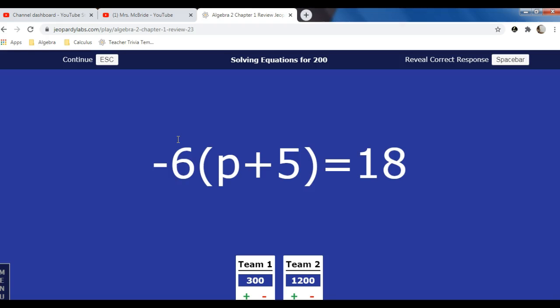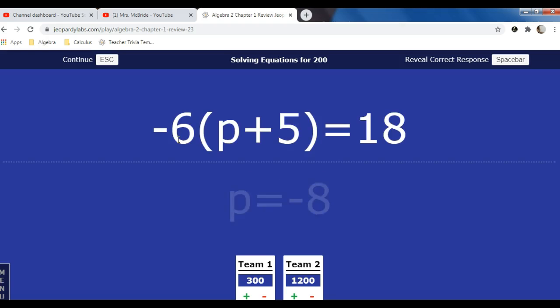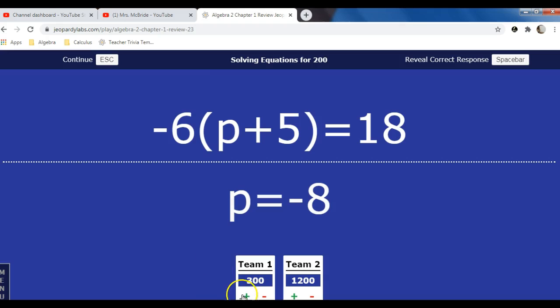That is correct. Very good, team one. Back on the board. Lindsay, I think you are on the right track, though. Oh, yeah, I see you got it. Awesome. So, good job, guys. P is equal to -8. Next two.